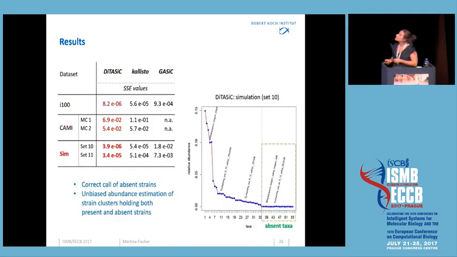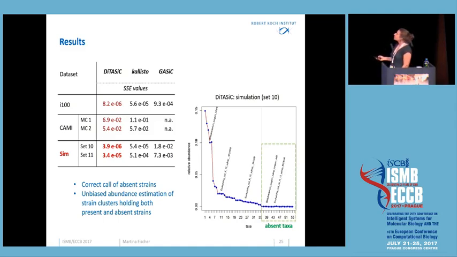We further used simulation data to also investigate the impact of absent strains on the method. This is a very crucial point because, of course, it is very hard to define an optimal reference sequence set up front. But we could show here that DTASIC correctly identifies absent taxa in the set, and that it also ensures an unbiased abundance estimation of strain clusters which hold both present and absent strains within one cluster.